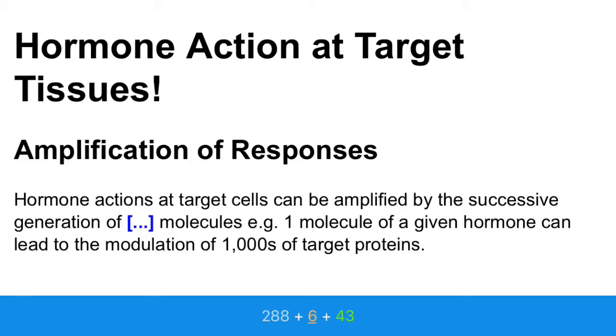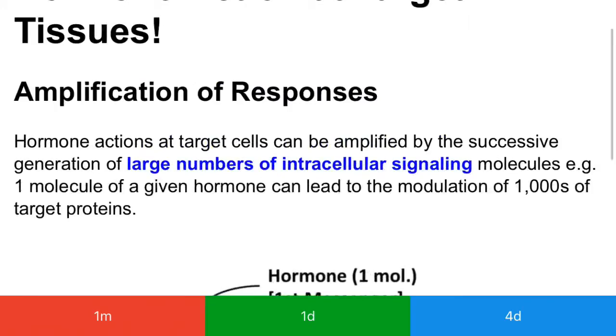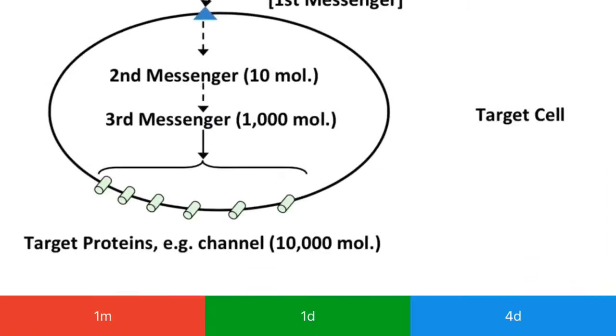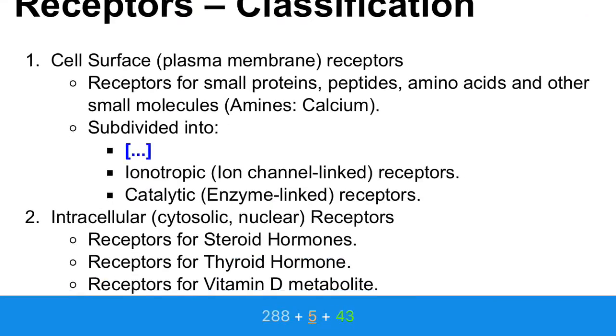All right, amplification of responses. Hormone actions at target cells can be amplified by the successive generation of signaling molecules, intracellular signaling molecules. And I think large numbers is in there too. For example, one molecule of a given hormone can lead to the modulation of thousands of target proteins. Yep, see, large numbers of intracellular. All right, cool.